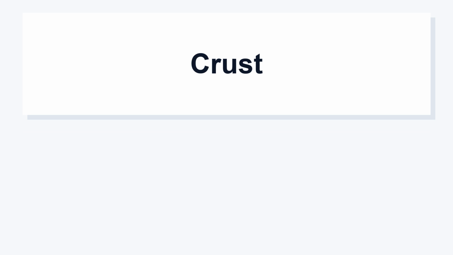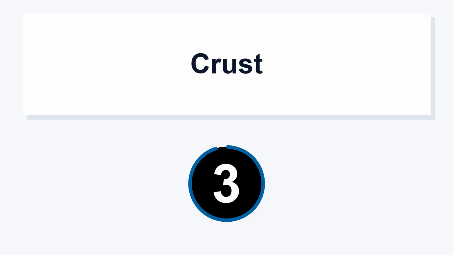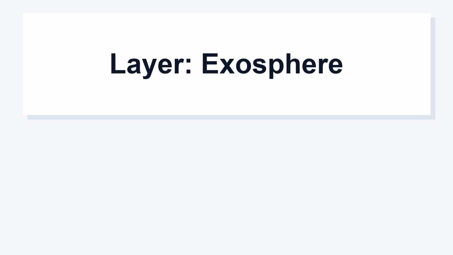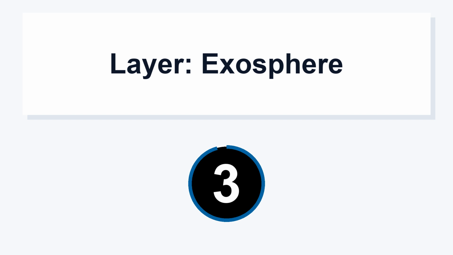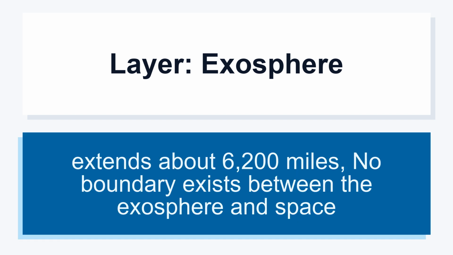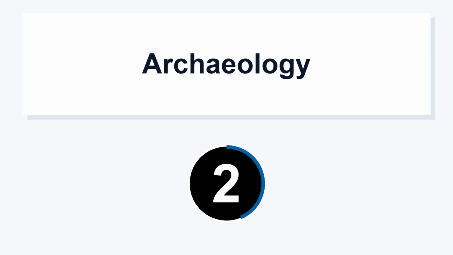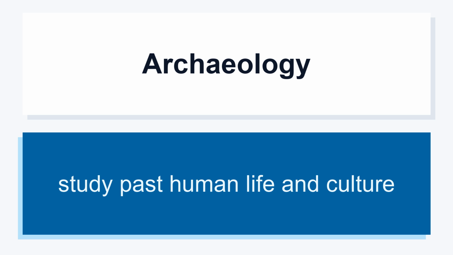Crust: Earth's surface, varies in depth from a few miles to 30. Layer, exosphere: extends about 6,200 miles; no boundary exists between the exosphere and space. Archaeology: study of past human life and culture.